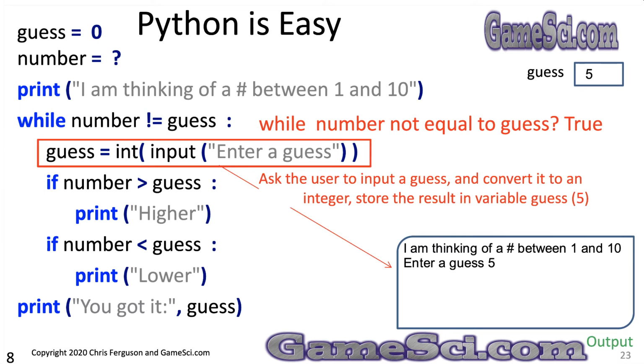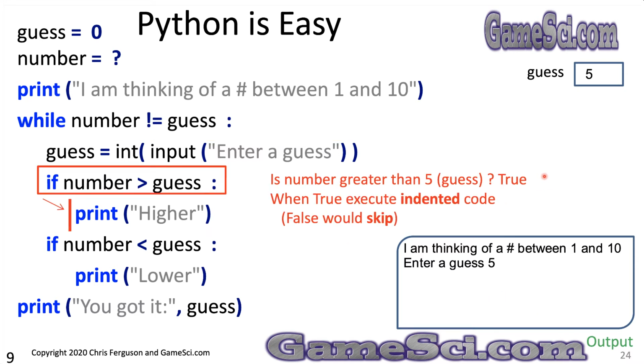While number not equal to guess is a true statement, so we go inside the block and execute the indented code. Are you seeing the importance of indentation? When it decides to execute the code, it will execute the indented block of code. Ask the user to input a guess and convert it to an integer, store the result in the variable guess, and you can see a 5 showed up. So we output to the screen, enter a guess, and it showed up here. The user typed in a 5 and hit the enter key. That 5 got converted to an integer and assigned to the variable guess, and there it shows up in the variable guess. We're storing a 5 in the variable guess.